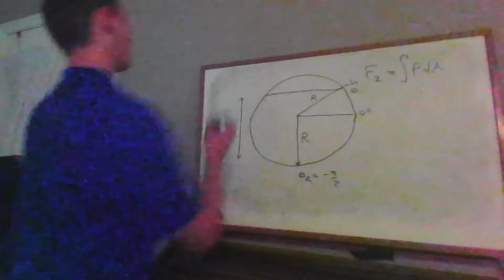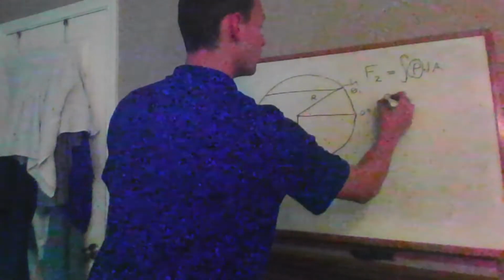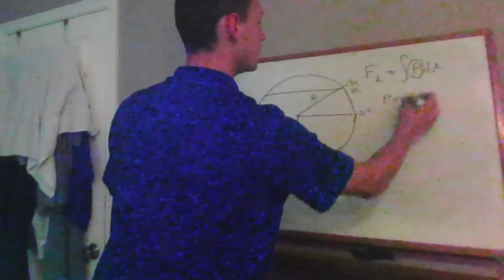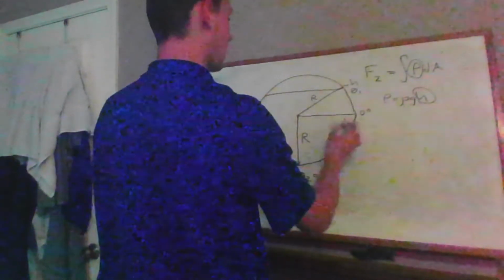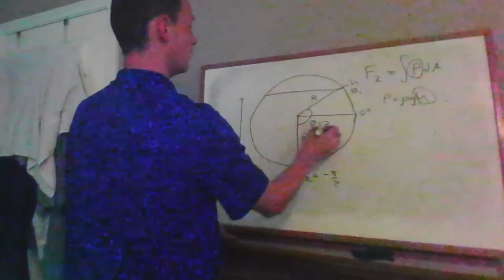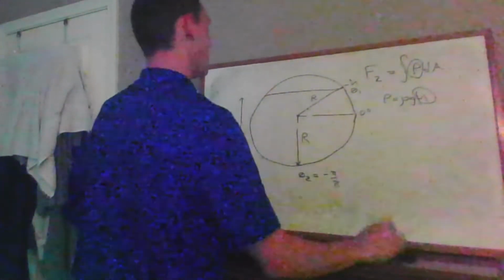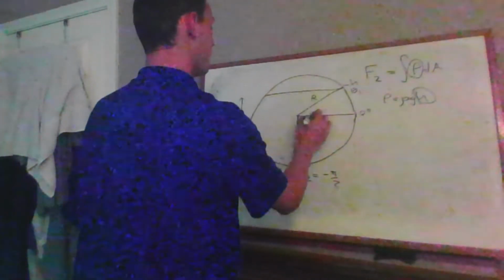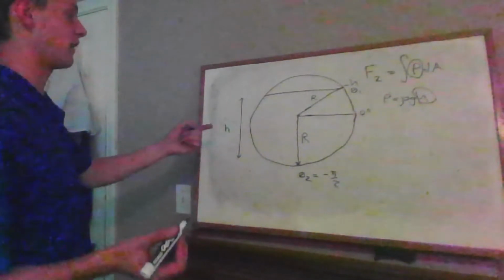Okay, so once again, one of our terms, just like we had done before, this pressure is rho g h. What is h, right? That can be kind of a head scratcher. Well, this needs to be expressed in terms of some theta, right? So some sort of theta. Okay? So how might we do that? Well, we have our height here. We just need to express that in terms of theta.